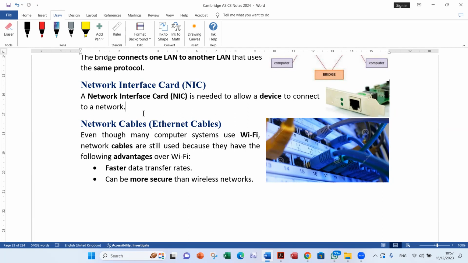Okay, every network interface card will have its own unique MAC address.